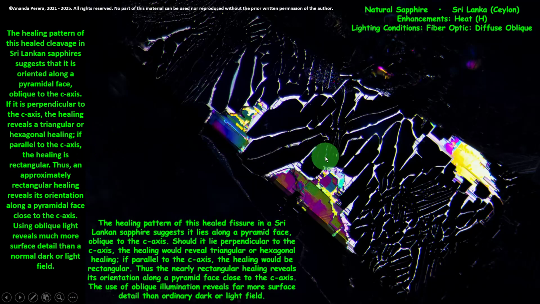Using oblique light reveals much more surface detail than the normal dark or light fields. So this is very important, the lighting condition. We can find there are shapes, triangular or hexagonal shapes or rectangular shapes, that reveal to us about the z-axis.